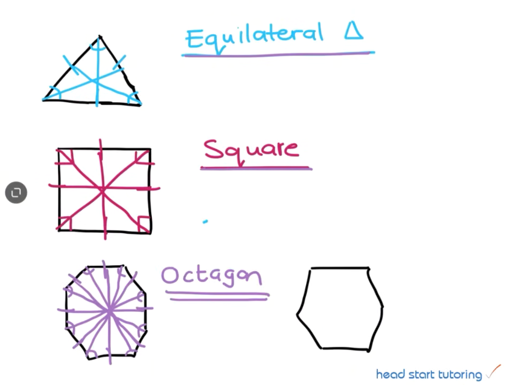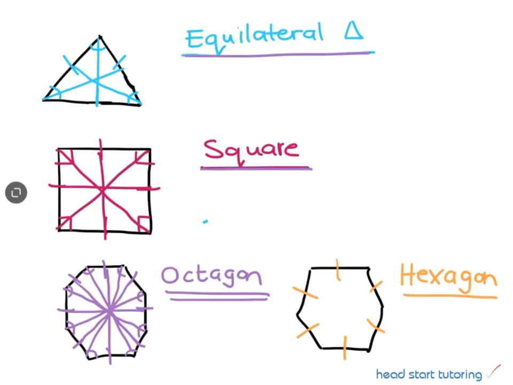Let's have a look at this shape here, which has 1, 2, 3, 4, 5, 6 equal sides. So this is called a hexagon. A regular hexagon has 6 equal sides and 6 equal angles. And an irregular hexagon would have 6 sides that are not all equal.